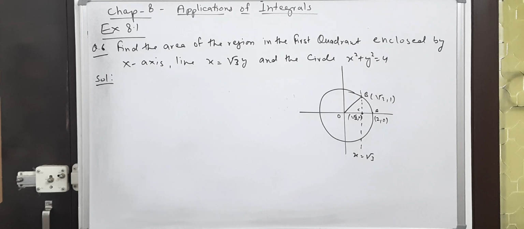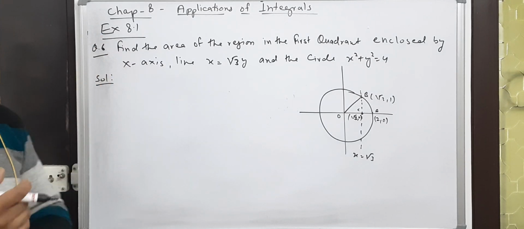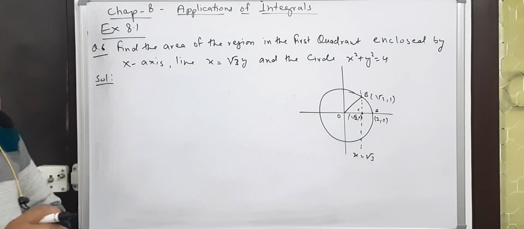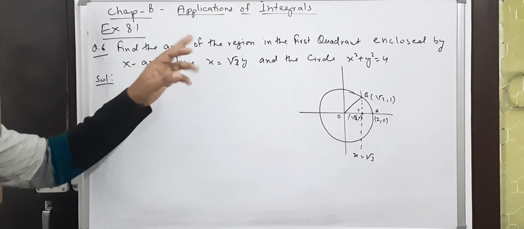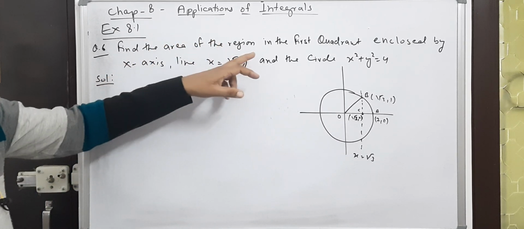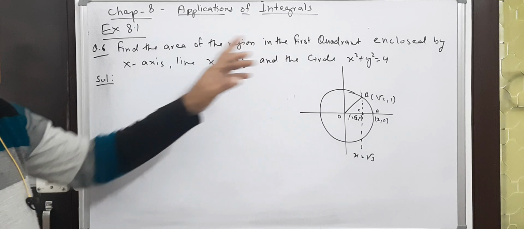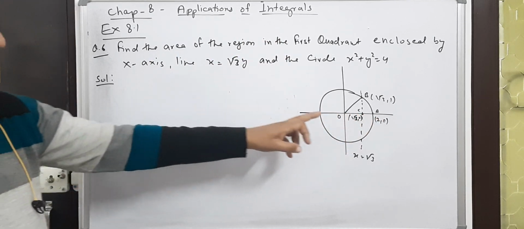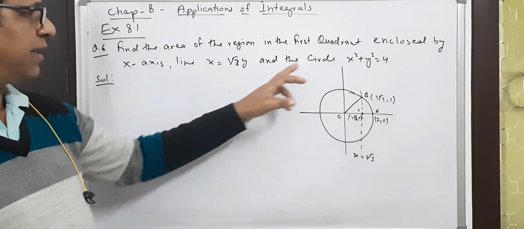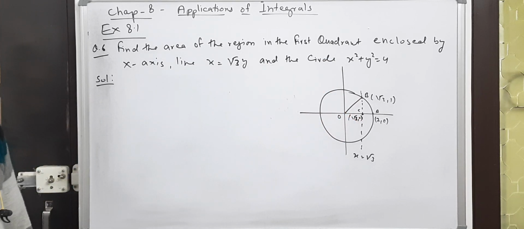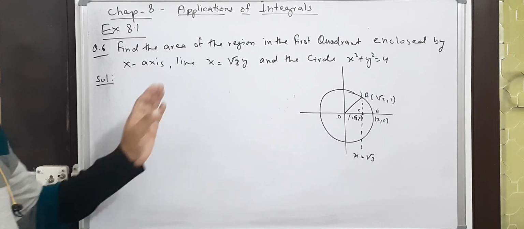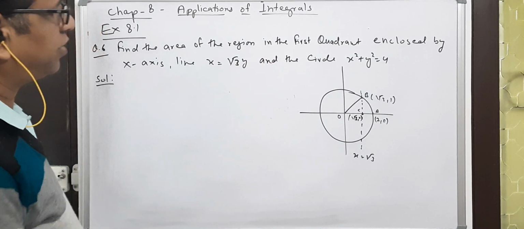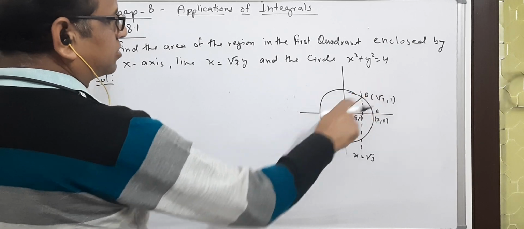Hello students, in this problem number 6 of exercise 8.1, the applications of integral, find the area of the region in the first quadrant enclosed by the x-axis, the line x equals root 3 y and the circle x square plus y square equals 4. So first of all, we will find the point of intersection of these two lines.